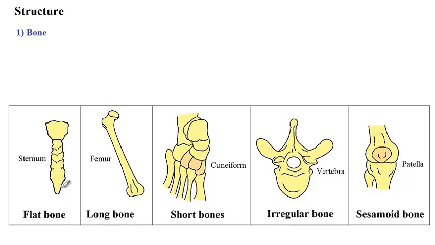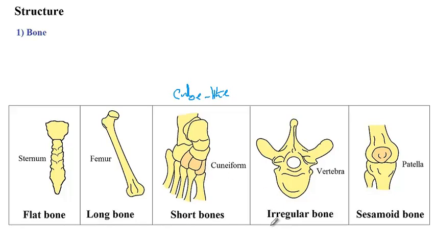Examples of flat bones include our ribs or our shoulder blade, or here in this image I'm showing a sternum, which is located right in the middle of our chest. Then we have long bones, which consist of a shaft, and these are mostly found in our upper and lower limbs. Our arms and our legs are made of long bones.